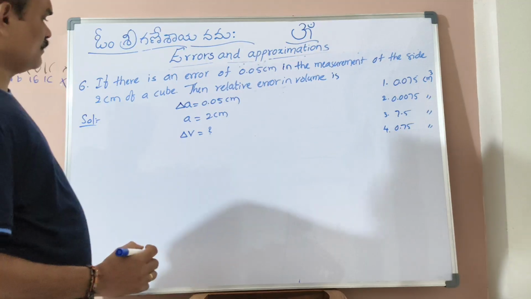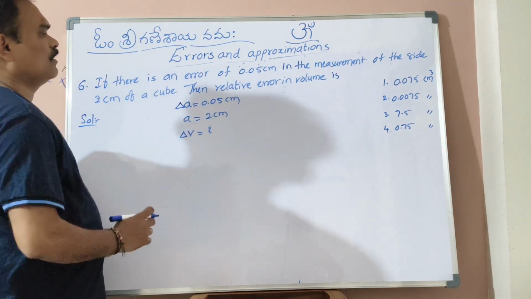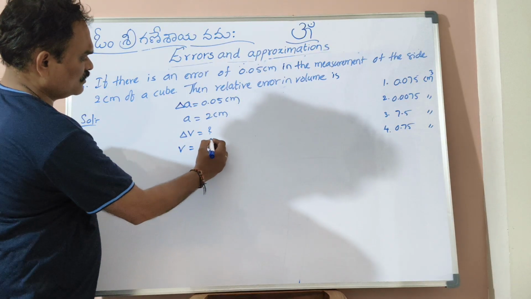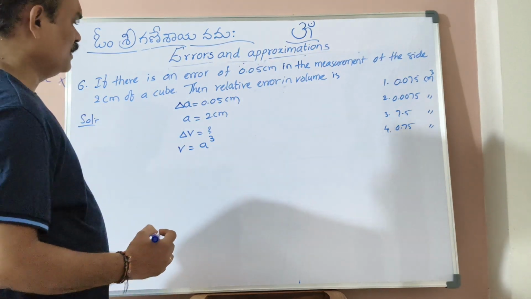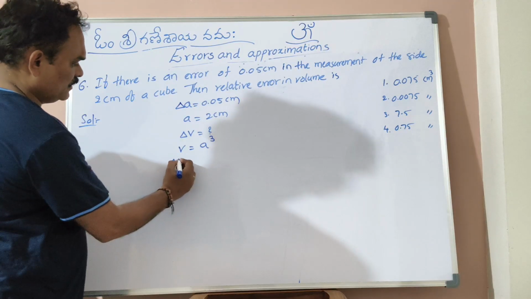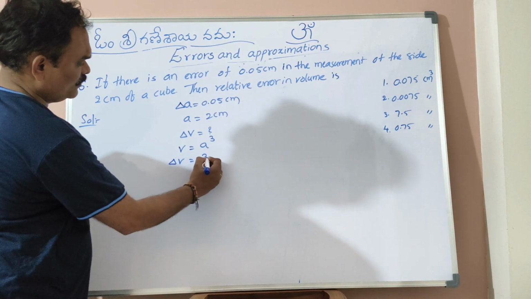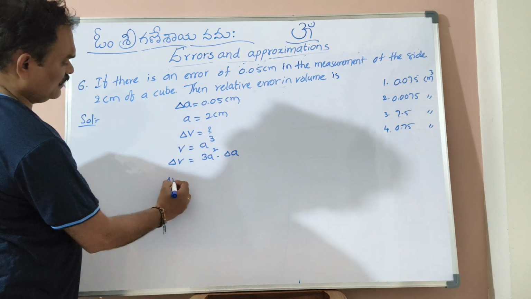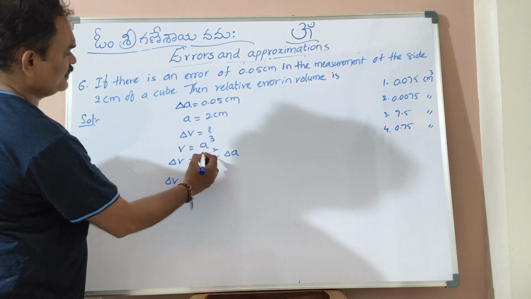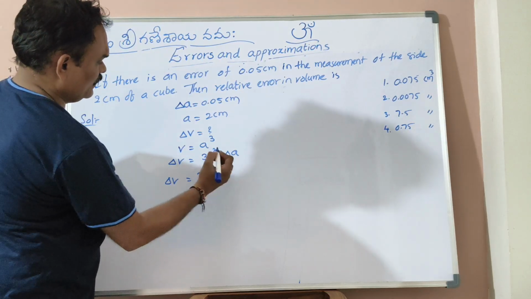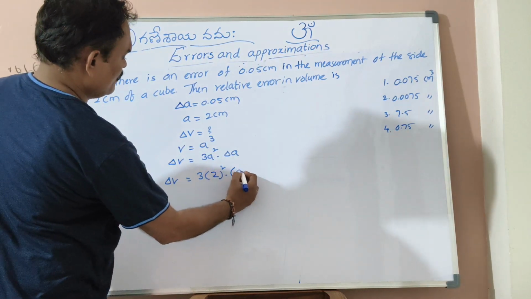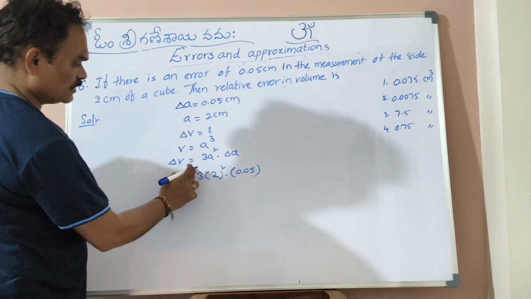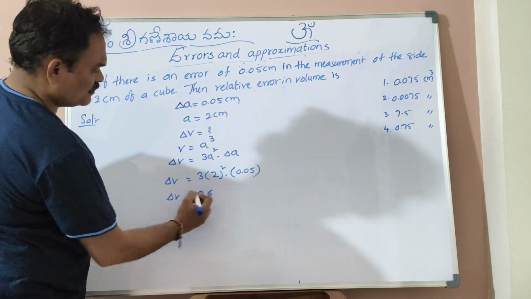So we need a formula between the volume of the cube and the side of the cube. Everyone knows the volume of the cube equals its side cube, a cube. Now take differentials on both sides. Delta V equals the derivative of a cube, which is 3a square into delta a. So delta V equals 3 into a square, that is side square, 2 square, into delta a, which they gave as 0.05. So delta V equals 2 square is 4, 4 times 3 is 12, 12 times 0.05 is 0.6.